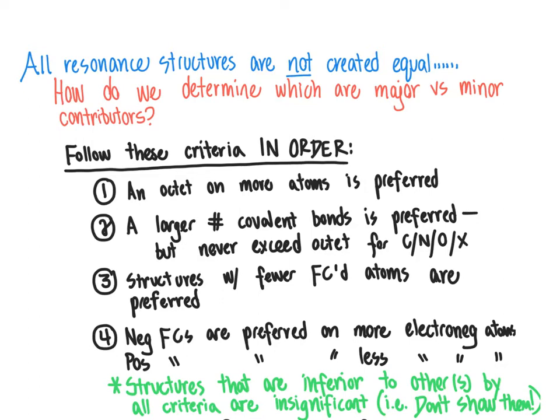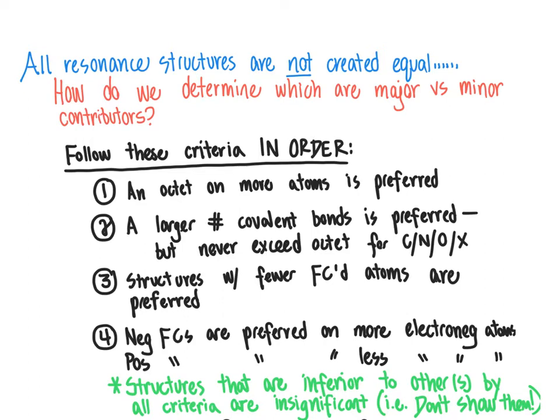So when we think about the different resonance structures and their relative contributions toward the actual electron arrangement of the molecule, not all resonance structures are created equal. Some of those are going to be major contributors, meaning that when we think about their contribution toward the overall hybrid structure, the hybrid structure is going to look an awful lot like some of the structures and not so much like other resonance structures that we could draw.